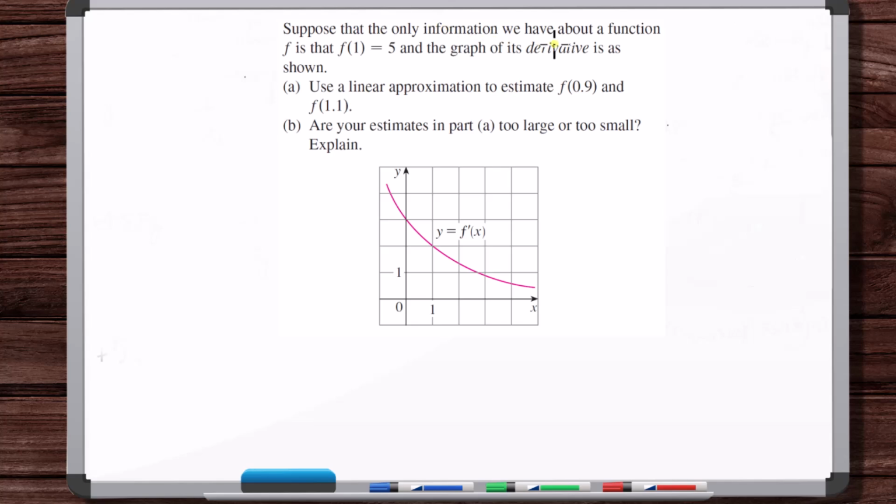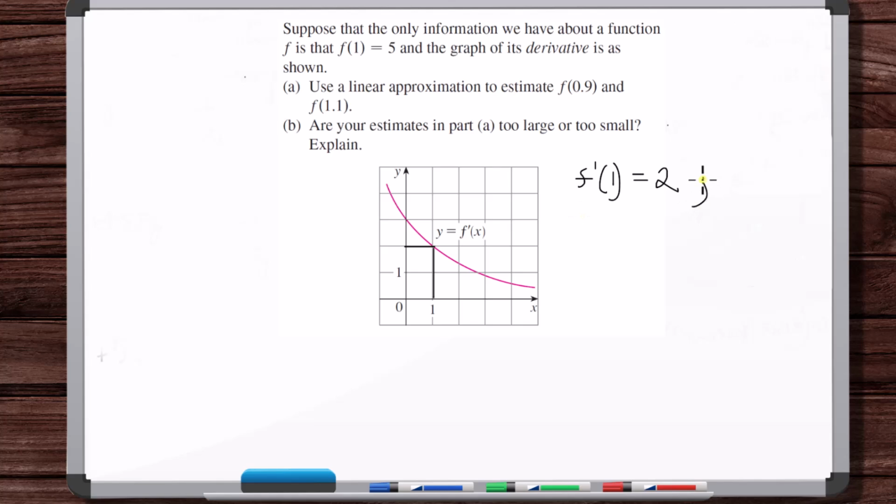Suppose that the only information we have about a function f is that f of 1 is equal to 5 and the graph of its derivative is as shown. Use a linear approximation to estimate f of 0.9 and f of 1.1. So what they want us to do is, we have the derivative here, so we can get f prime of 1. We're going to do the linearization about x is equal to 1. f prime of 1 is 2.